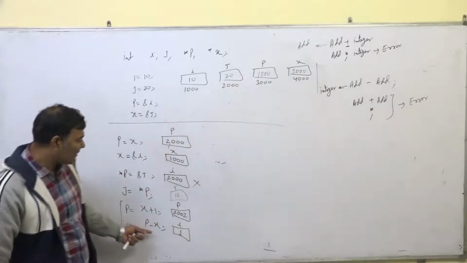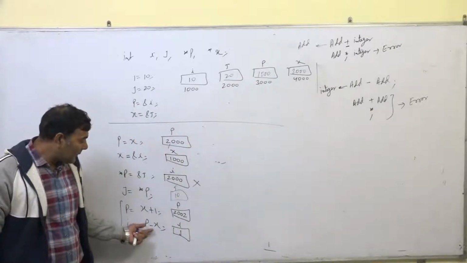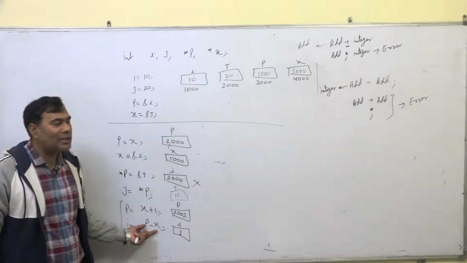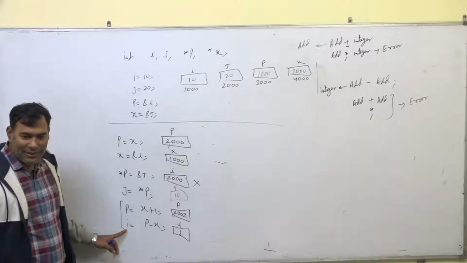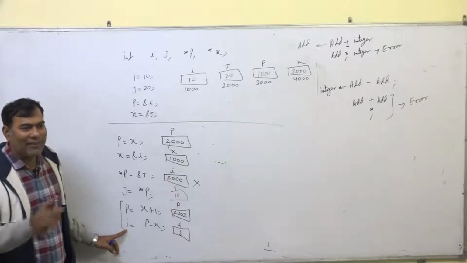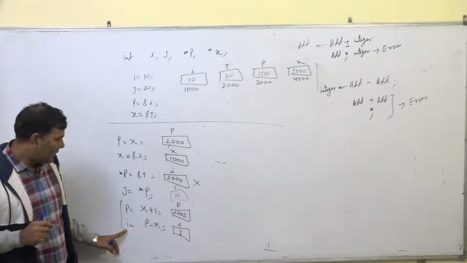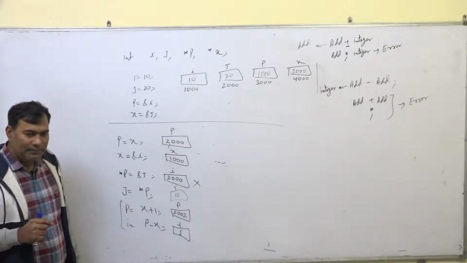Yes, P minus X means correct. So the difference between these two addresses is what? An integer. So an integer can hold it. It is a normal variable, so a normal variable can hold a normal value. P minus X कितना होगा?